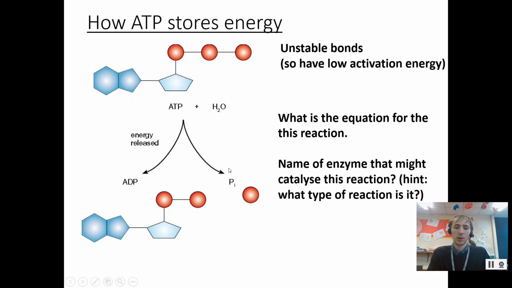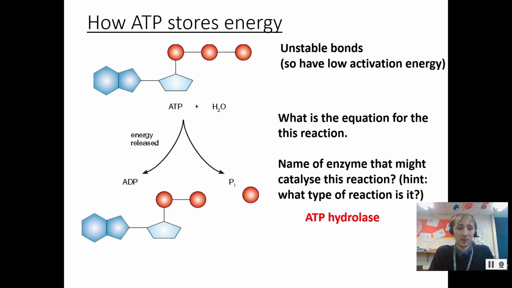Now, the type of reaction is a hydrolysis reaction. And so we need an enzyme for this to happen, and that enzyme is called ATP hydrolase. The clue's in the name, ATP hydrolase hydrolyzes the bond. And that releases ADP and inorganic phosphate. So get down the name of that enzyme. You need to know ATP hydrolase is the enzyme that breaks ATP down.